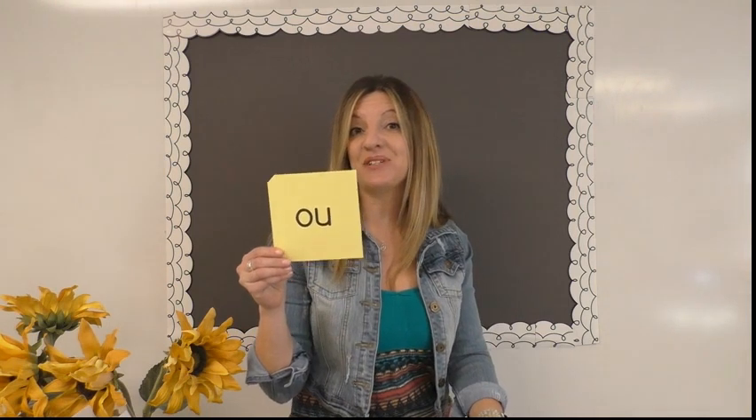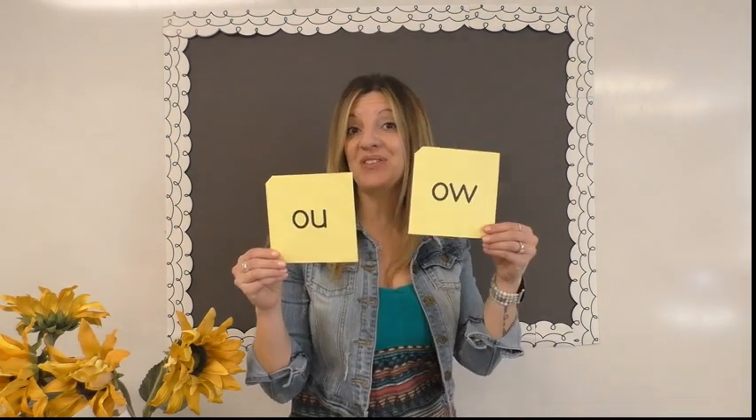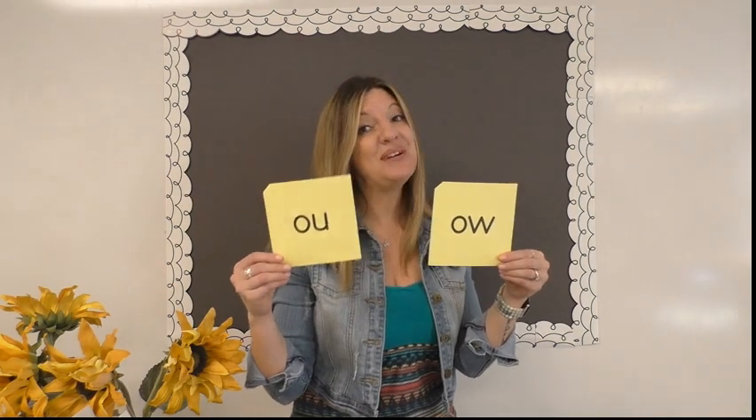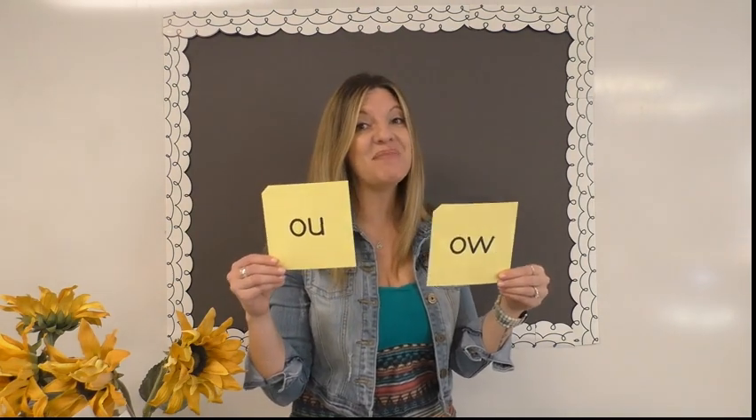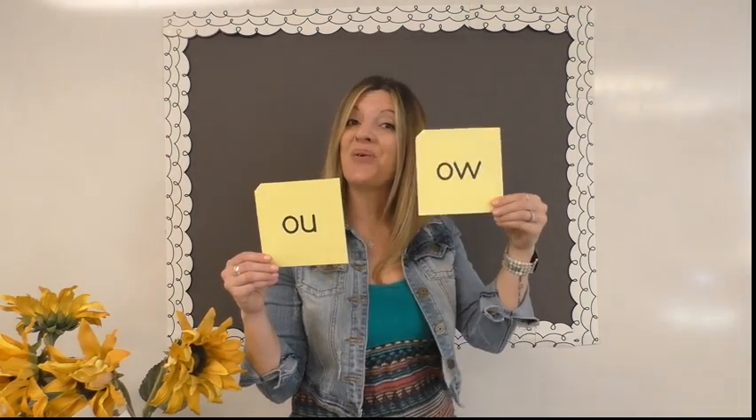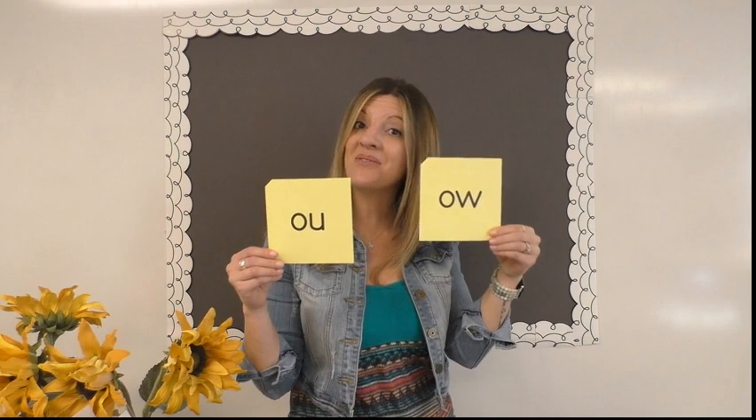All right, are you ready for a little sound sorting game? I'm going to give you words with the ow sound, and you're going to tell me if you would spell those words with the OU or the OW. Remember, OU is in the beginning or the middle of a syllable, and OW is at the end, or words that rhyme with brown owl.